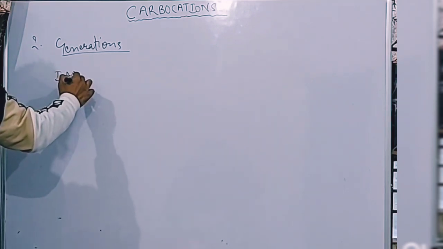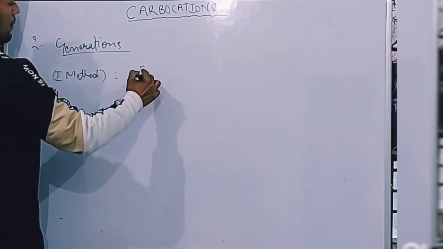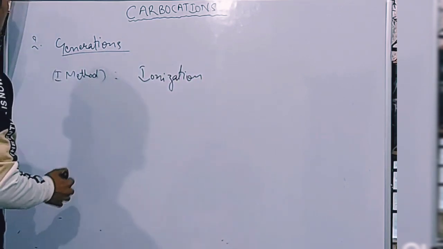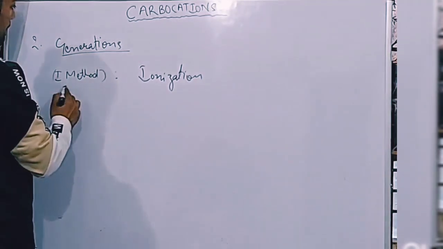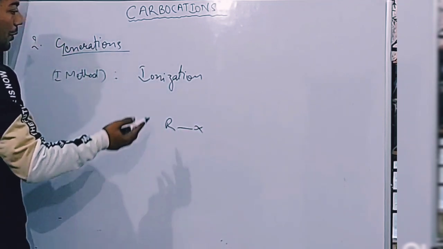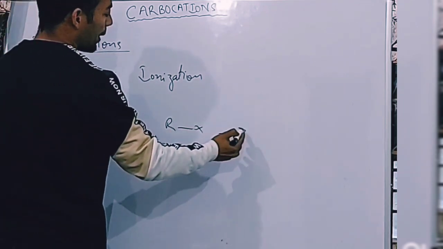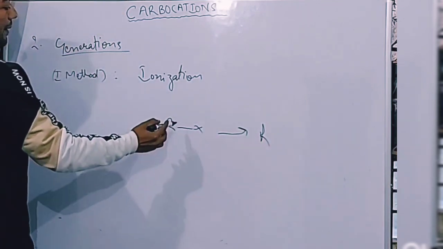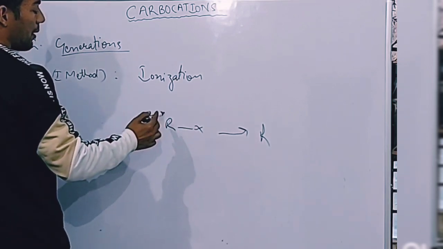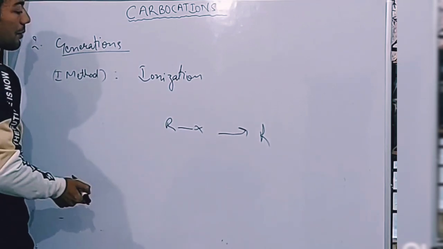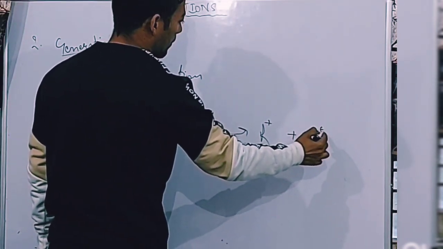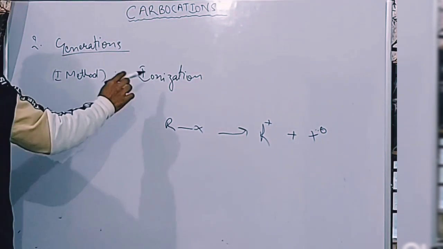First method, ionization. So how this method works, let us see. Suppose we have an alkyl halide, and we want to make a carbocation out of it. How do we do it? You see that electrons from this bond will go to the halide, and this remaining R becomes positively charged, or you can say carbocation. Okay. So this method is called ionization.